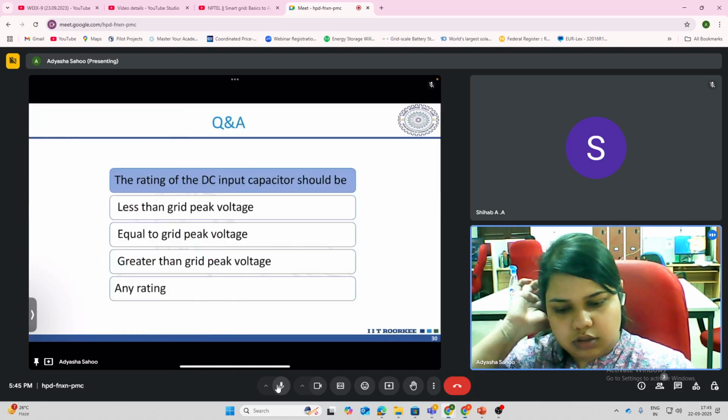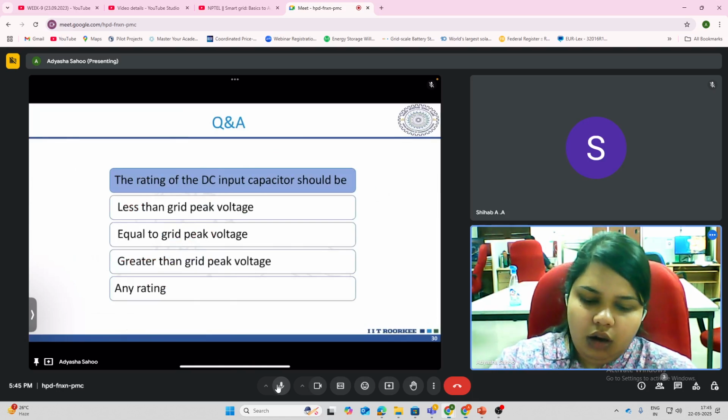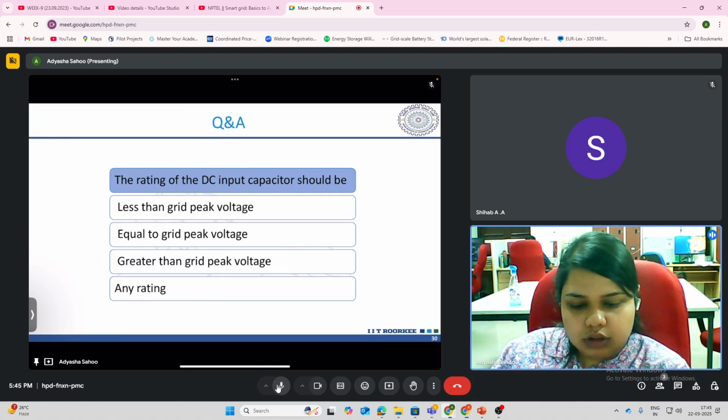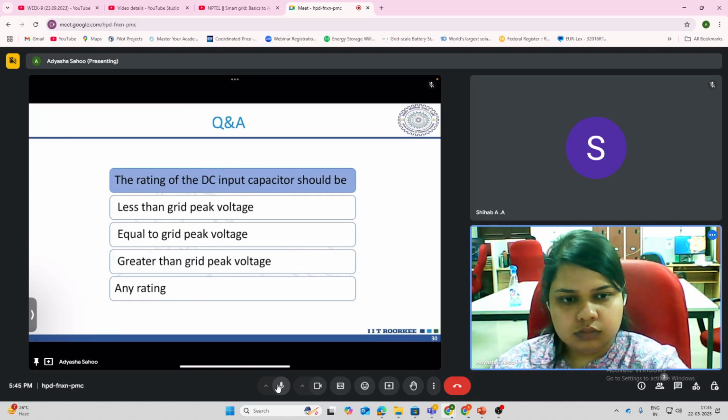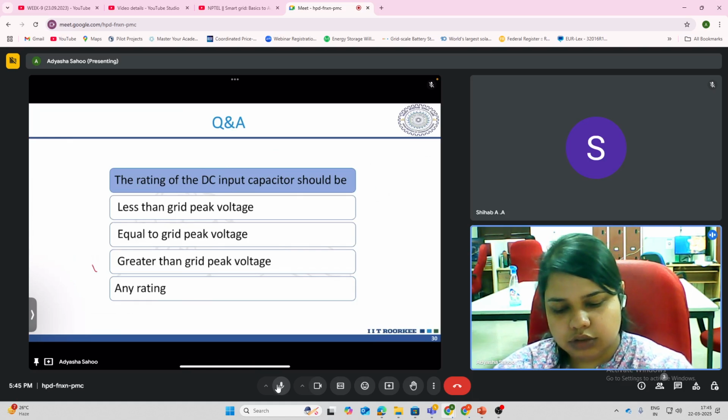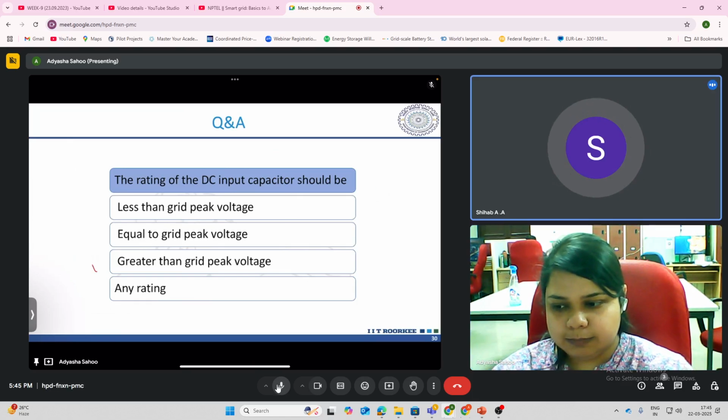So this brings us to the Q&A session. The rating of the DC input capacitor should be less than grid voltage, equal to grid peak voltage, or greater than grid peak voltage. Greater, yes, to basically ensure that power flows to the grid side.